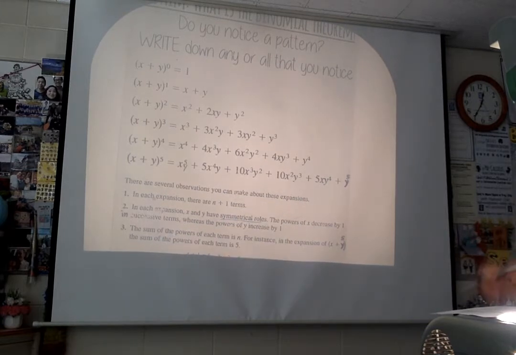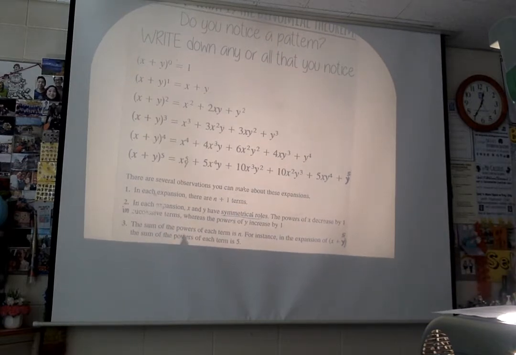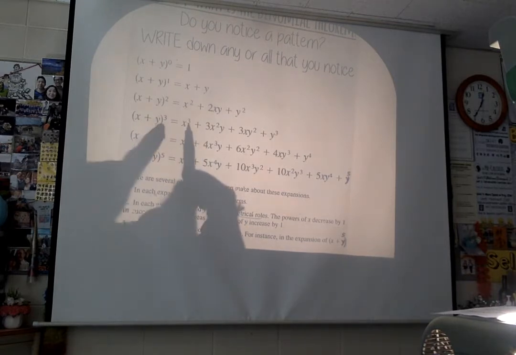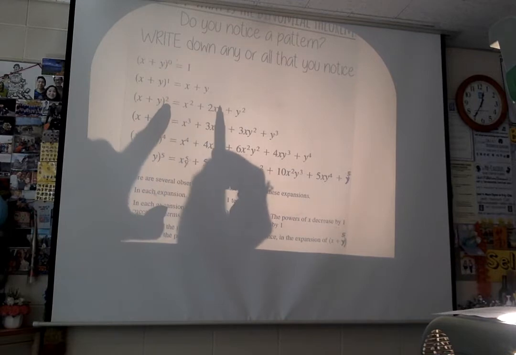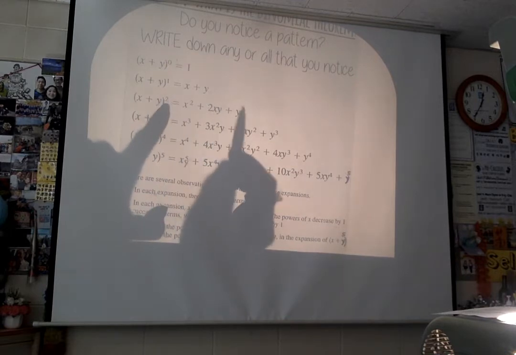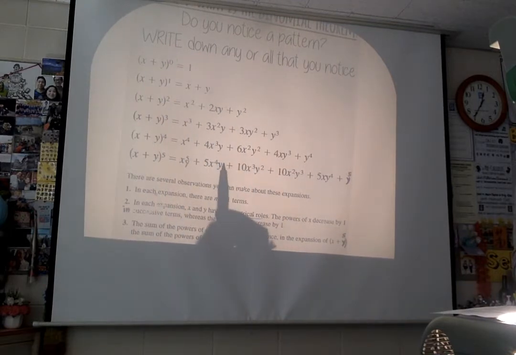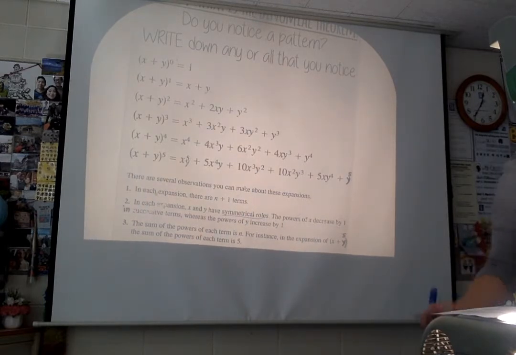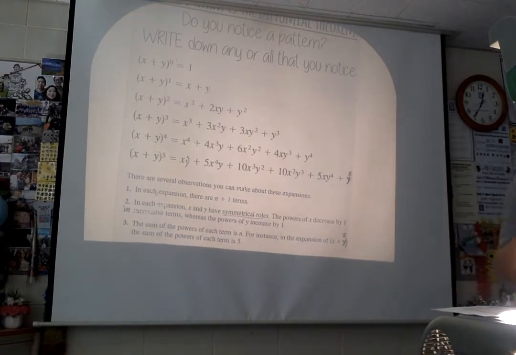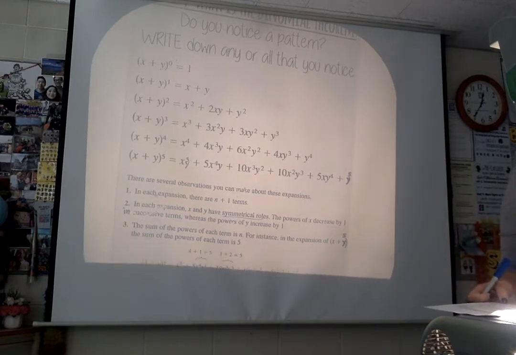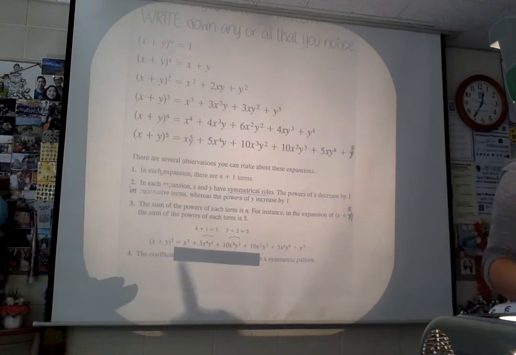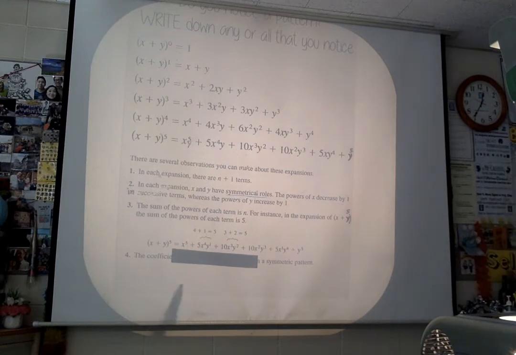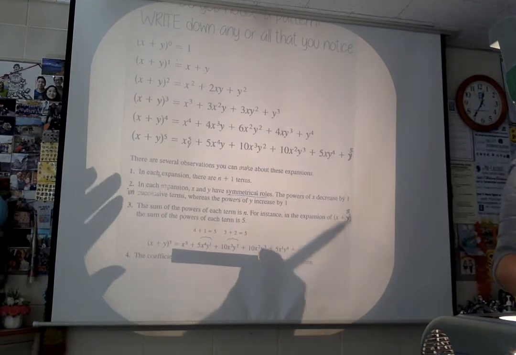Number 3, the sum of the powers of each term is n. Let's see, okay? 1 plus 1 is 2. 2 is 2. 4 and 1 is 5. 3 and 2 is 5. Did you guys put that? If you got that, give yourself 3 points for that. Let's try this guy right here. This shows you how the powers of each term add up to n, which is the exponent, okay?